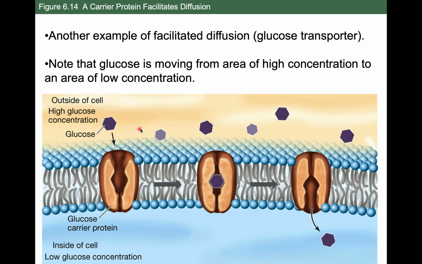So there may be some other molecule, maybe a water molecule, that comes in here, but it doesn't have the right shape to bind to that particular carrier, so it's just going to go back out, right? It's not going to be able to get all the way through. So it's a little bit more specific, right? The carriers are more specific than just the open channels.